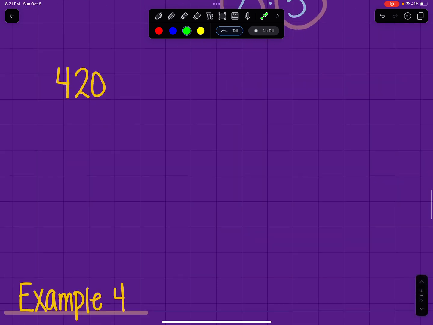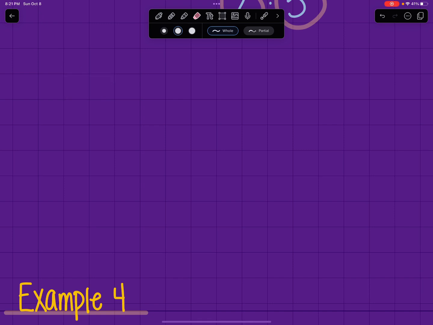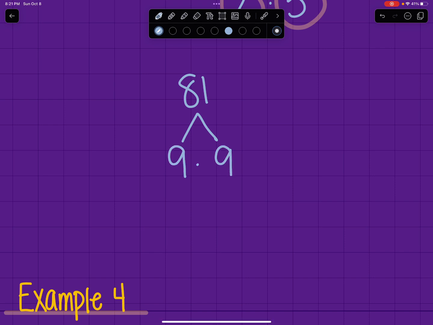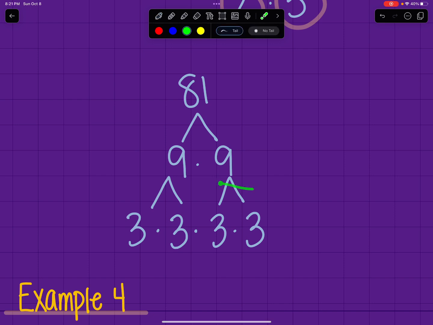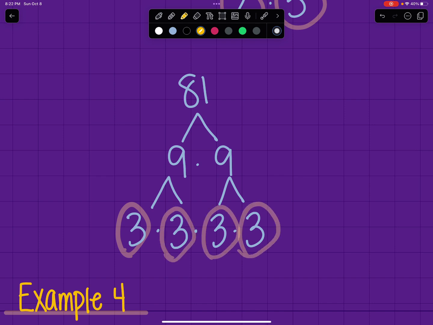Let's do it again for the other number, the one that I erased. They wanted us to do it for 81. I remember my math facts, right? 81 is 9 times 9. But 9 is not a prime number. You can break that down further. So this one breaks down as 3 times 3, and this one breaks down as 3 times 3. Now all those 3's are prime numbers. So now I did prime factorization. 81 is 3 times 3 times 3 times 3.